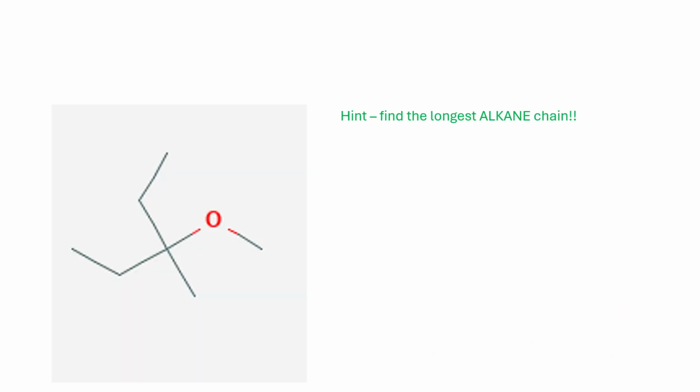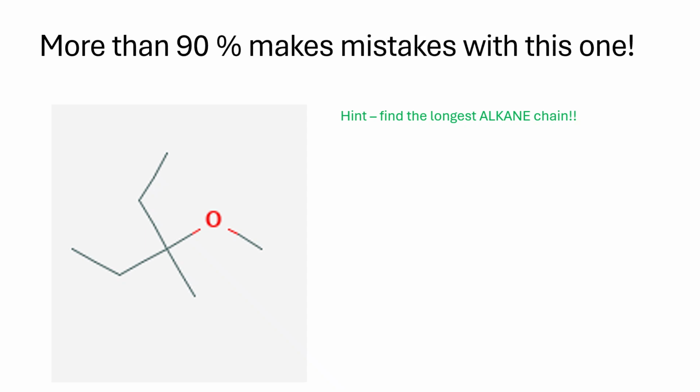Pause the video and challenge yourself, because this structure, more than 90% of students will make a mistake on it. So there's my first hint. Look for the longest alkane chain by ignoring the ether. There's your longest chain having 1, 2, 3, 4, 5 carbons, which will be a pentane. And there's an ether group with 1 carbon.